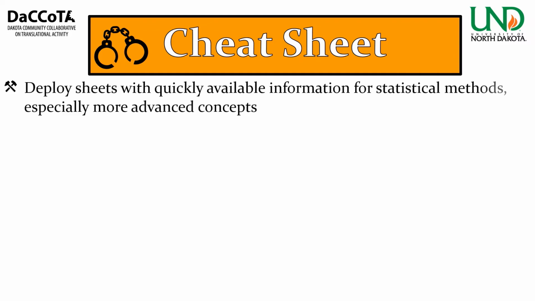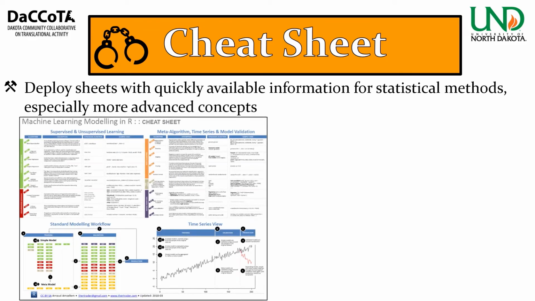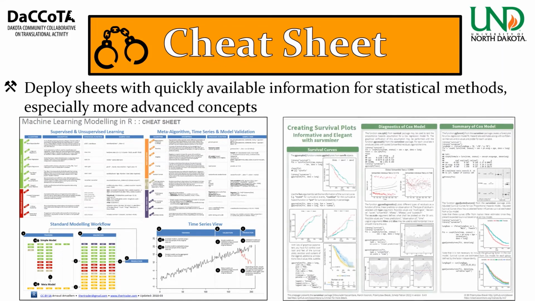Next method we have is the cheat sheet, which is to deploy sheets with quickly available information for statistical methods, especially more advanced concepts. Rather than having to try to pull together information on the complex models yourself or read a book, you can just look at a handheld visualization. There's a lot of these out there. If you want to do things like machine learning, here's a cheat sheet in R. Here's survival plots with the package survminer in R. So really, the world is your oyster when it comes to cheat sheets.